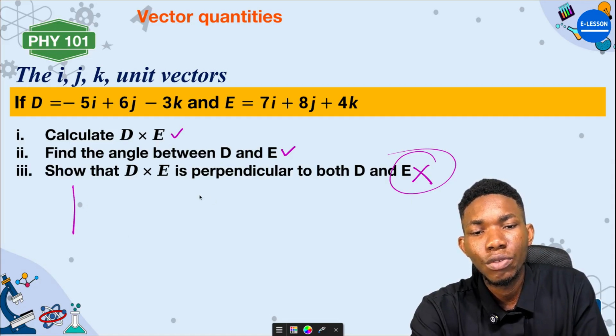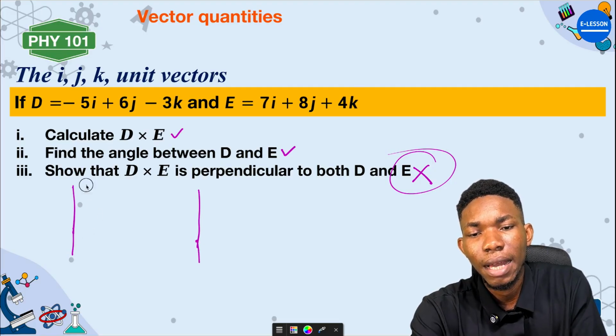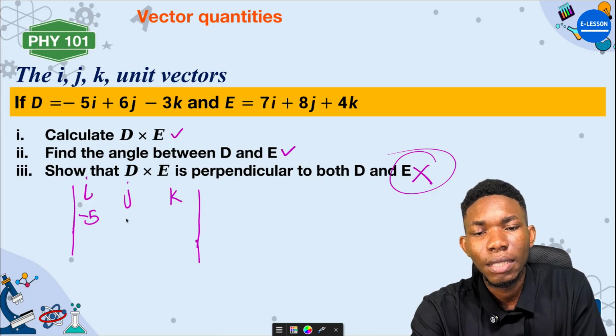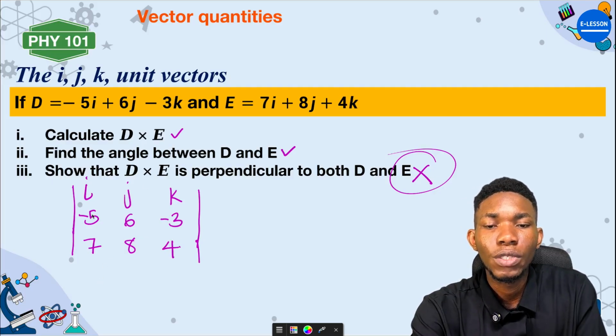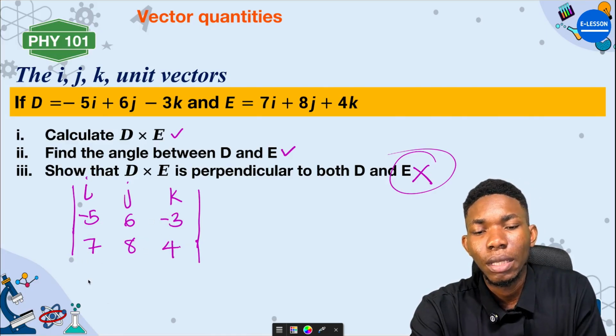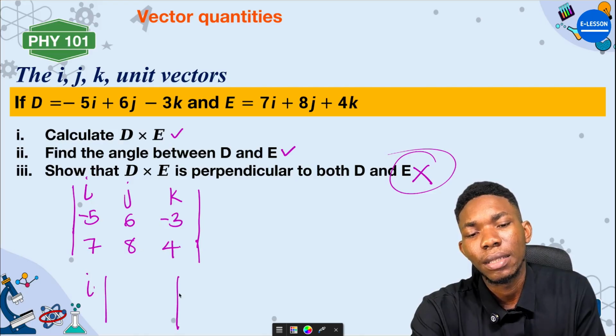Now, what did I say you should do when you get anything cross? First, draw two lines like this, then write i, then here is what? j, then here is k. Here is minus 5, here is 6, here is minus 3. Here is 7. Here is 8. Here is 4. Then after doing this, we've known how to put these things inside: minus 5, 6, minus 3, 7, 8, and 4.